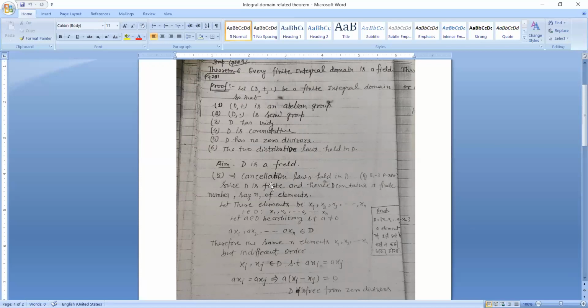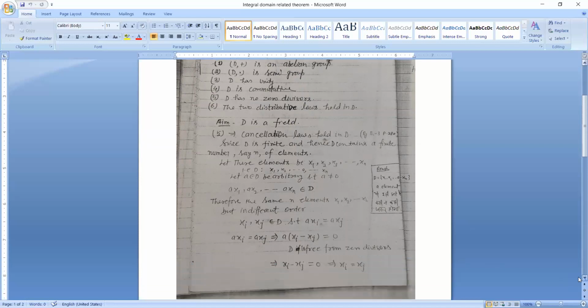From the property, D has no proper zero divisor, so the cancellation law holds in D. Since D is finite, D contains a finite number, say n, of elements. Let these elements be x1, x2, x3, and so on up to xn.